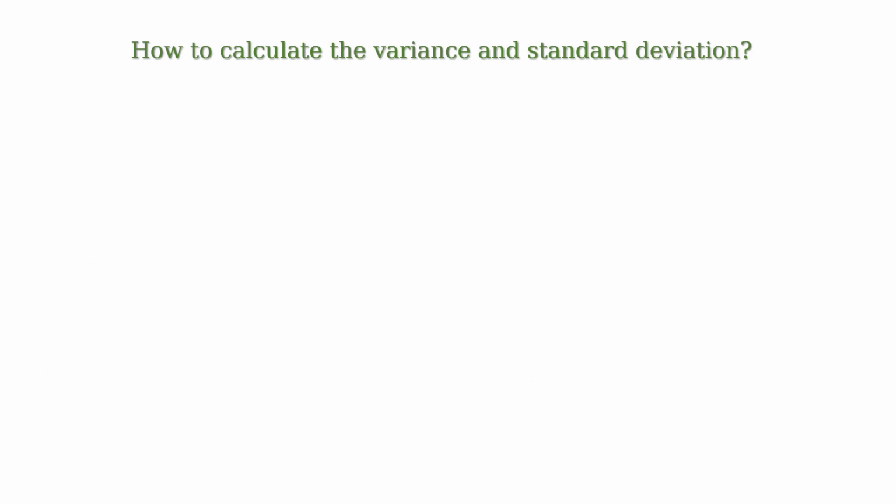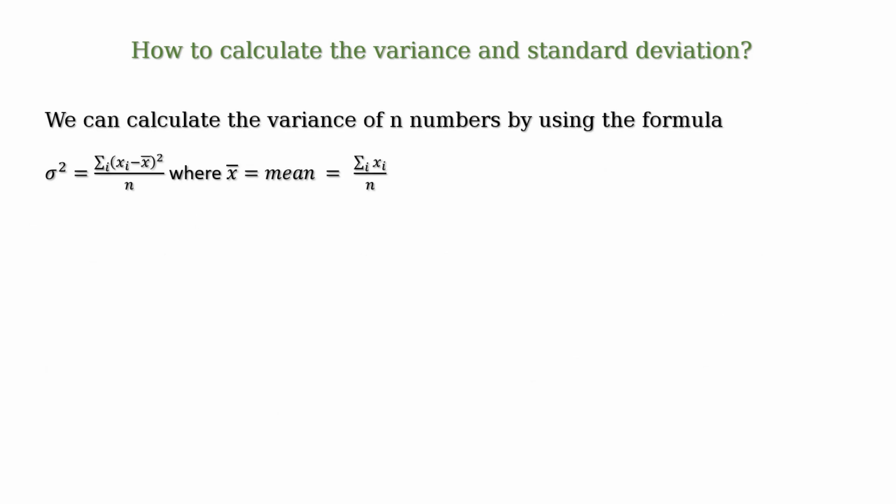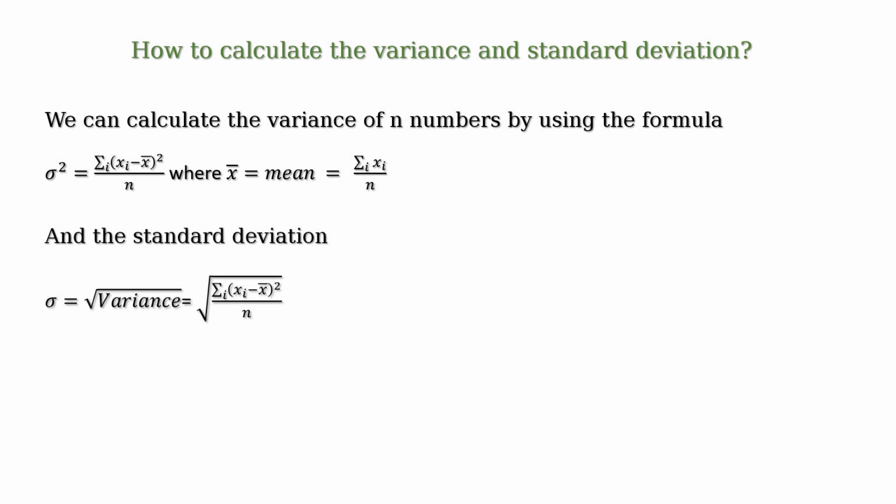Now let's say we are given n numbers and we want to calculate the variance and the standard deviation of the numbers. We can calculate the variance of n numbers by using the formula sigma squared is equal to the summation over i of (xi minus x bar) whole squared, divided by n, where x bar is the mean, equal to the summation over i of xi divided by n. And the standard deviation sigma is the square root of the variance, that is, the square root of the summation over i of (xi minus x bar) whole squared, divided by n.